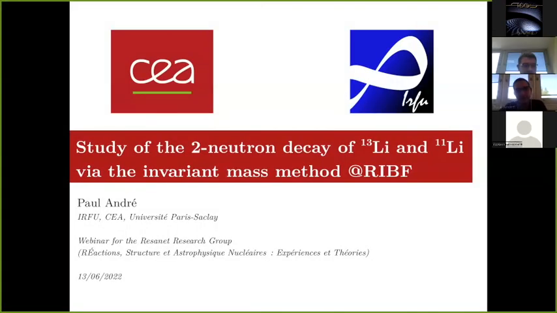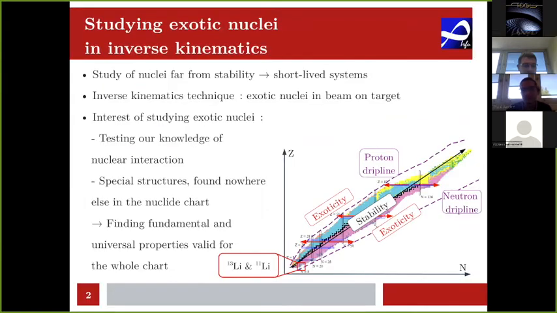So yes, I will talk today about the two-neutron decay of lithium-13 and lithium-11 via the invariant mass method at RIBF. But first, I would like to remind a bit why it's of interest to study exotic nuclei. So exotic nuclei are nuclei that are far from stability.